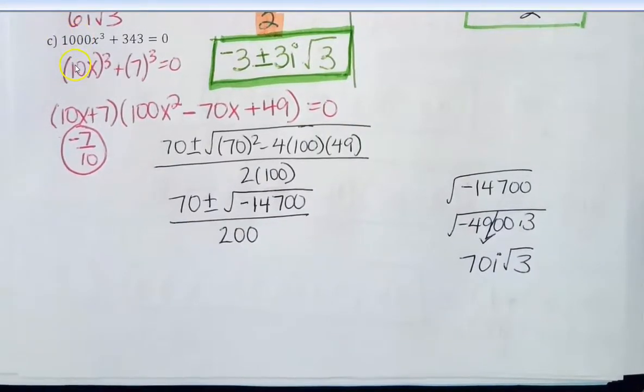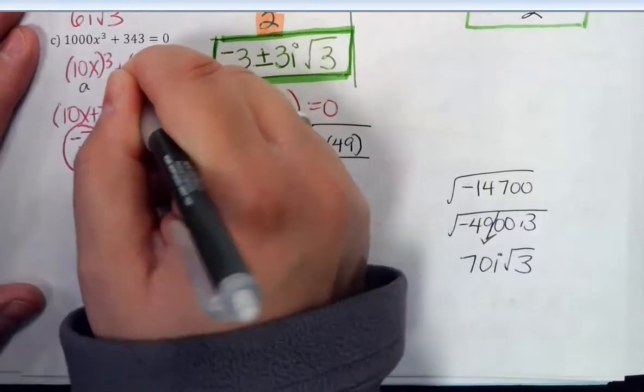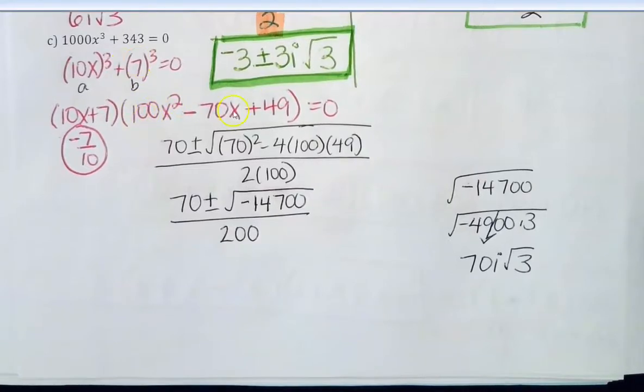So 1,000 is 10 to the third, and then the x to the third. 343 is 7 to the third, so I rewrote that. So when I plug this into my sum of cubes here, my a is going to be 10x, my b is going to be 7. So I had 10x plus 7. Now, a squared is going to be 100x squared. Middle, you've got a times b, so it'd be 10 times 7, 70 with the x, and then b squared is the 49. Right here out in front, the real answer here is negative 7 over 10.